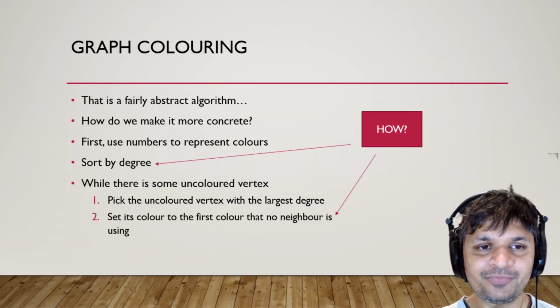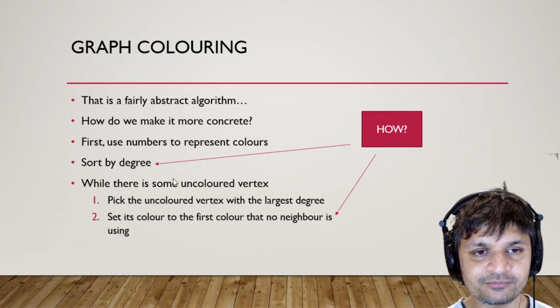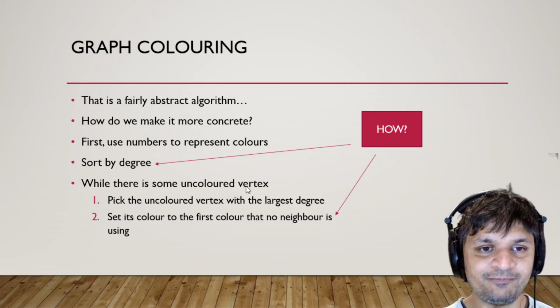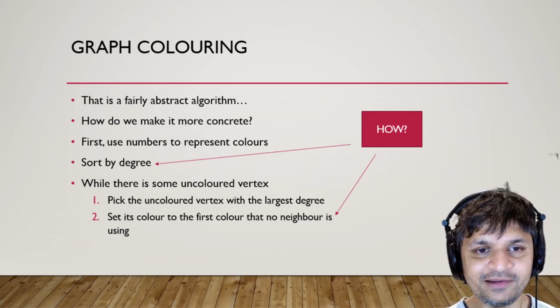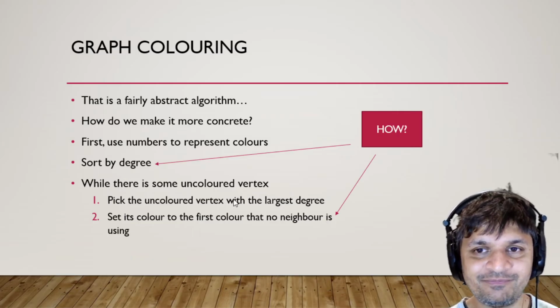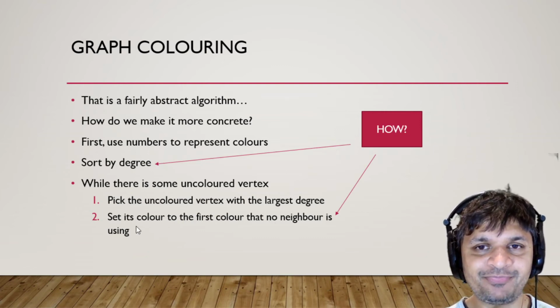Okay, then in terms of the algorithm, we don't know how to sort by degree yet. We've got some work to do there. And so then we can say while there is some uncolored vertex, okay, that's fairly straightforward. Pick the uncolored vertex with the largest degree. Well, if the vertices are sorted, which is this part, then I just pick the first one and I'm fine. And then set its color to the first color that no neighbor is using. Now that I don't really know how to do.